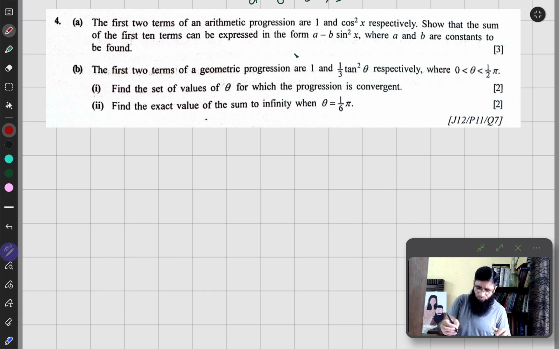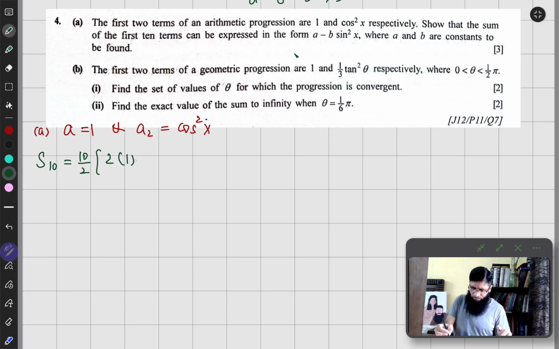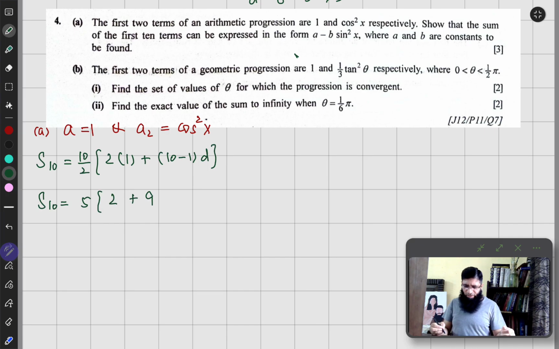So we can see that the first term is 1 and the second term is cos square x. And you are supposed to find the sum of the first 10 terms. So the expression is going to be S10 is equal to 10 by 2 times 2a plus 10 minus 1 times d. So that will be equal to 5 times 2 plus 9, and the difference will be the second term minus the first term. So that will be equal to cos square x minus 1.